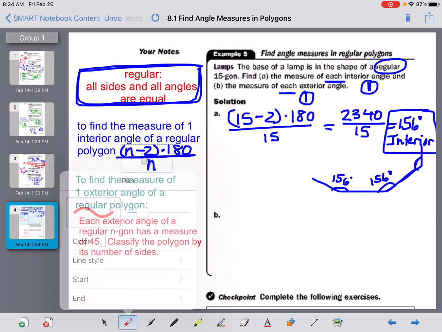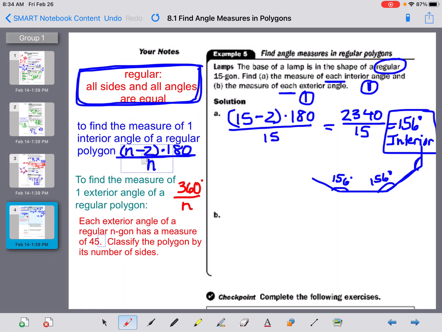Now let's talk about the exterior angles. So if we think about it, to find the measure of an exterior angle, we know that we have 360 for all of them. We don't have to figure out that number because it's the same every time. And then we're just going to divide by how many sides there are, okay? That's what we're going to do to find our exterior angles. So we're going to do 360 divided by our 15 sides. All right, 360 divided by 15, that gives me 24 degrees. So one exterior angle is 24 degrees.